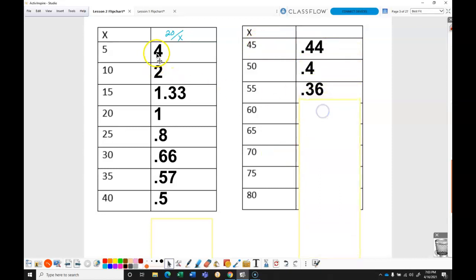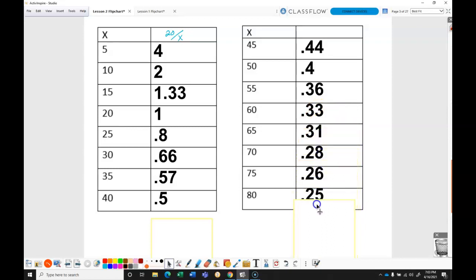It doesn't seem to be reducing as fast as it did up here, does it? So when I go from 0.44 to 0.4, I'm only taking 0.04 off, where up here I took 2 off, 2 wholes. Okay, and if he goes 60 miles an hour, besides getting a ticket, he's going to be driving for 1/3 of an hour, which is only 20 minutes. And he gets all the way down here to 80 miles an hour. It's only going to take him 15 minutes.